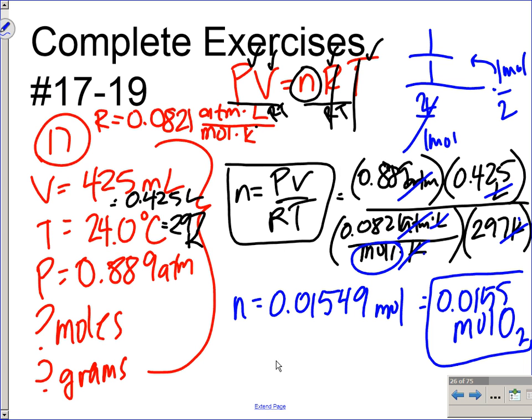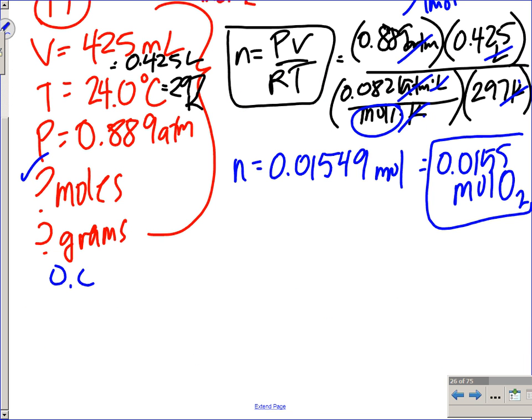Okay. So the last part, we got moles, right? This says go to grams. So what do we need to do? Convert to grams using what? Periodic table. So we're specifically looking at molar mass of what? What kind of oxygen? Diatomic. Yes, it's a gas. It's a gas law. Good job. Oxygen gas, which is diatomic gas.